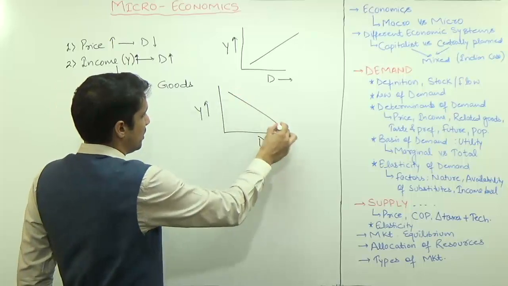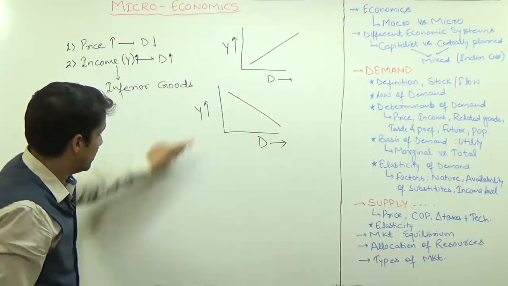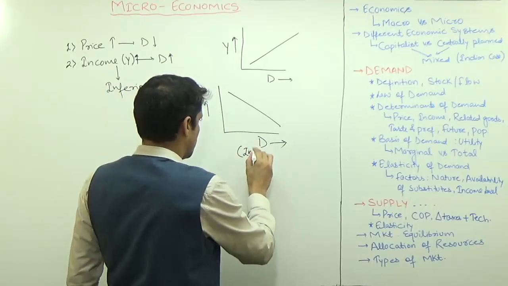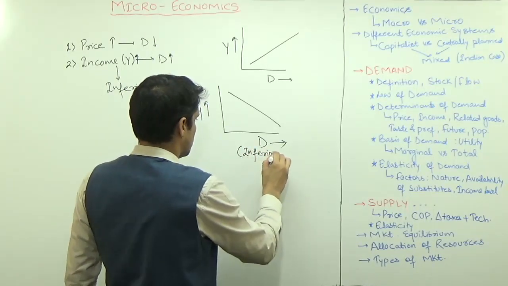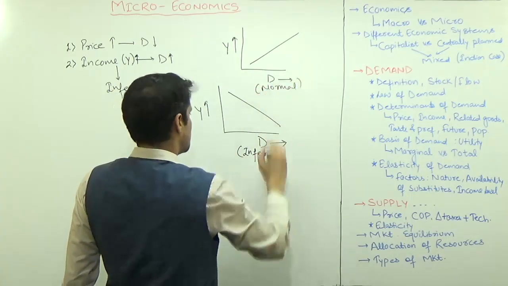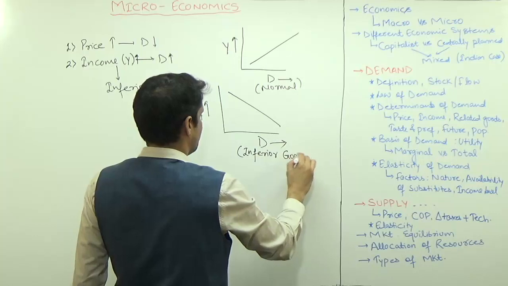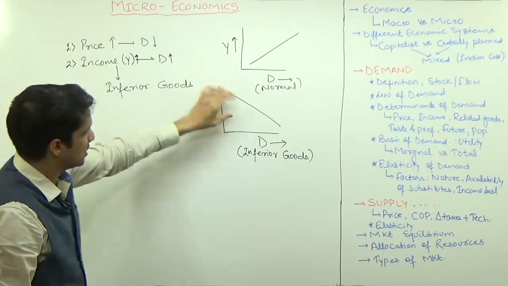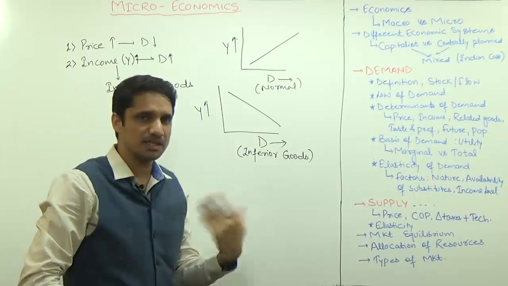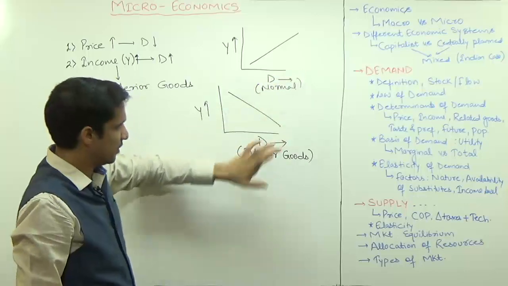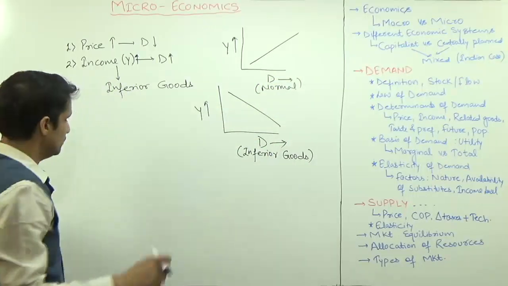So the relationship will be like this. When the income increases, this is not the demand of normal goods. These are known as normal goods, but this relationship is for inferior goods. You just have to remember, when income increases, the demand for inferior goods decreases because there is a shift from these inferior goods to the normal goods. So their demand will decrease.